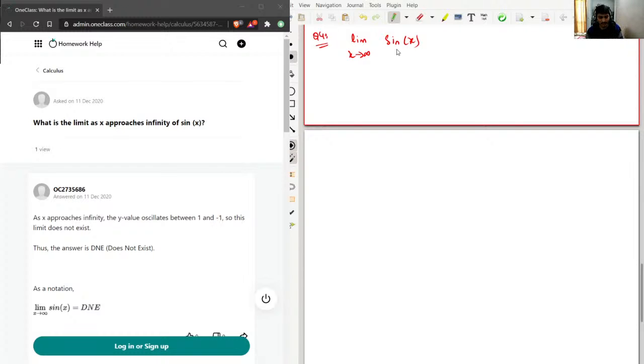So basically, the minimum value of sine is negative 1 and the maximum value is positive 1. So it clearly says that the range of sine x is from negative 1 to positive 1. So it will never have a value at infinity, and therefore we can clearly say that this will not exist.